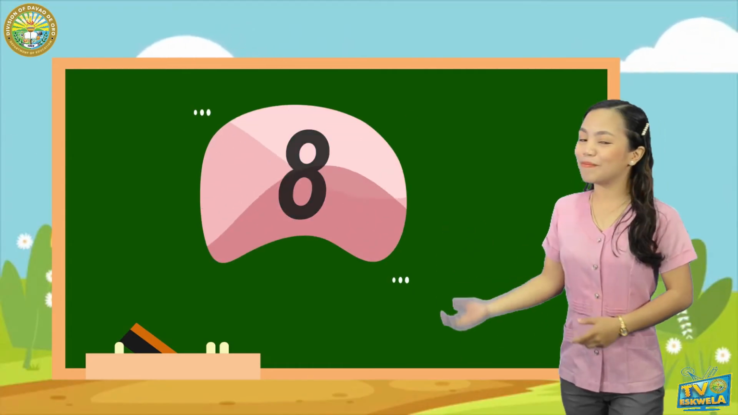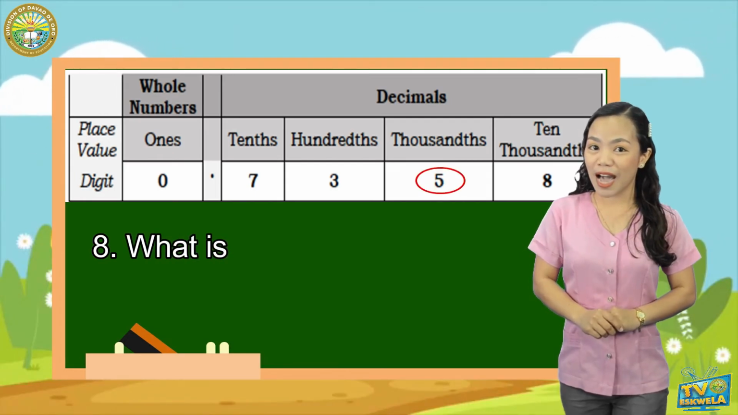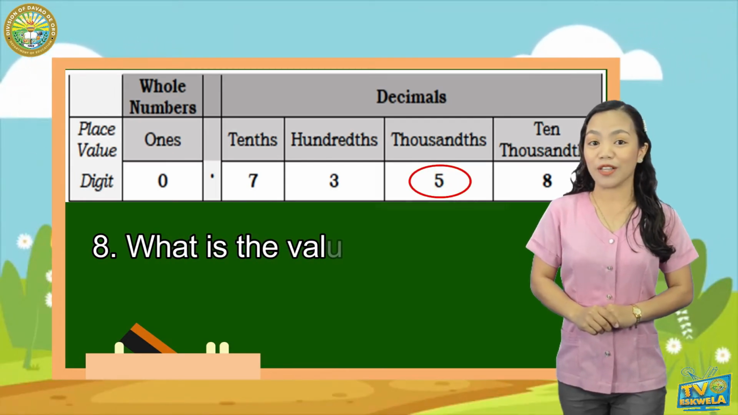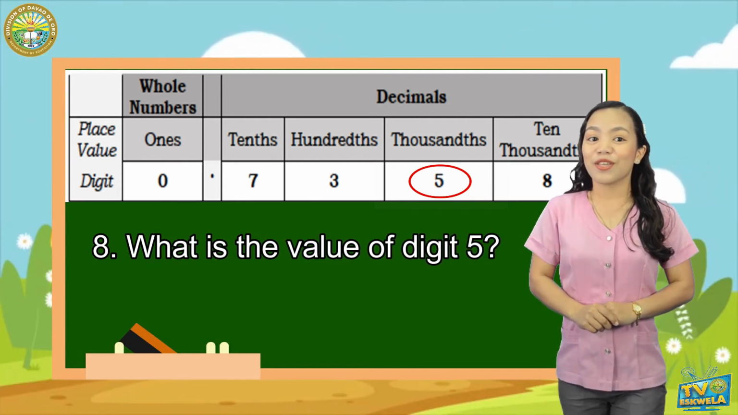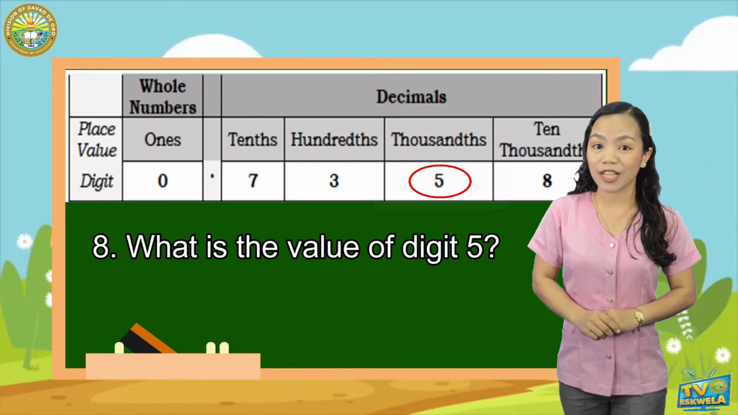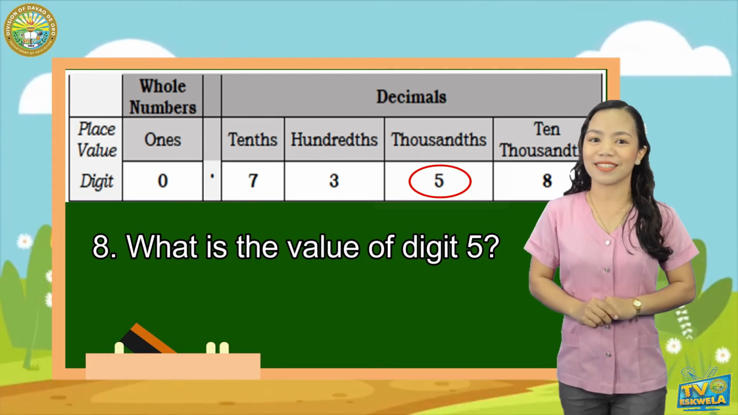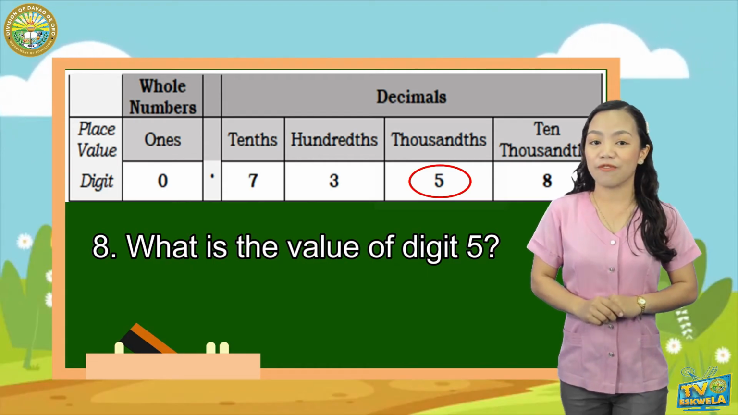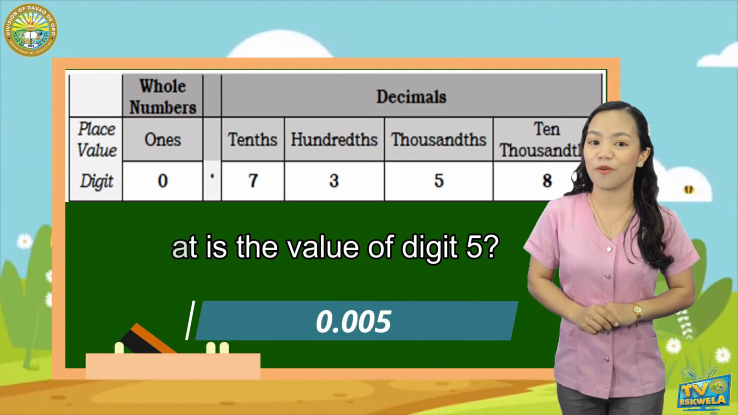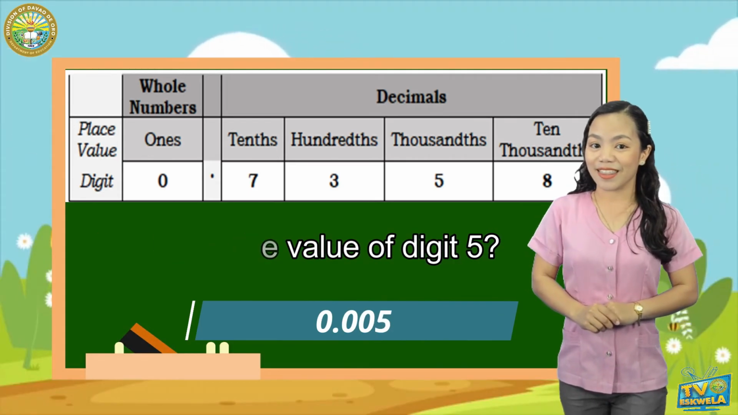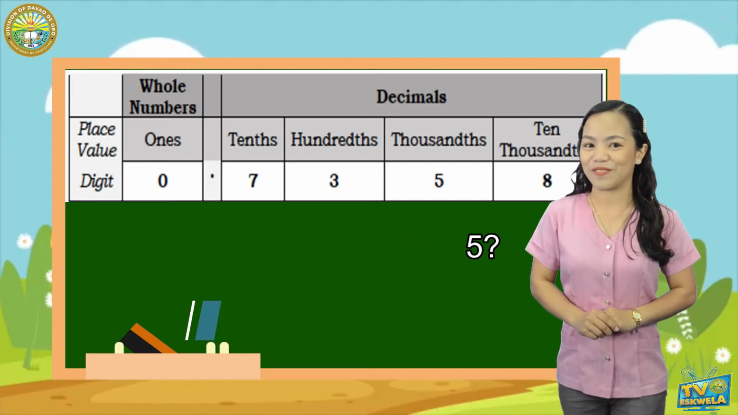Number 8. What is the value of digit 5? The digit 5's place value is in the thousandths place, is it? Yes. Therefore, its value shall be 0.005. Again, that's 0.005.